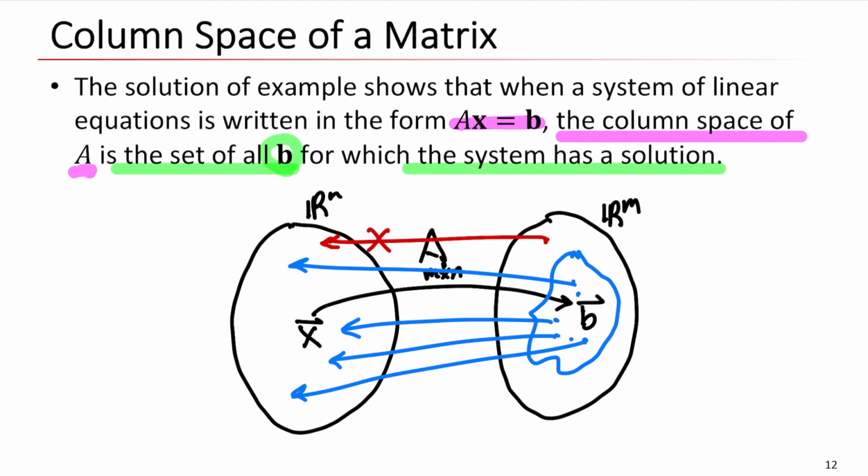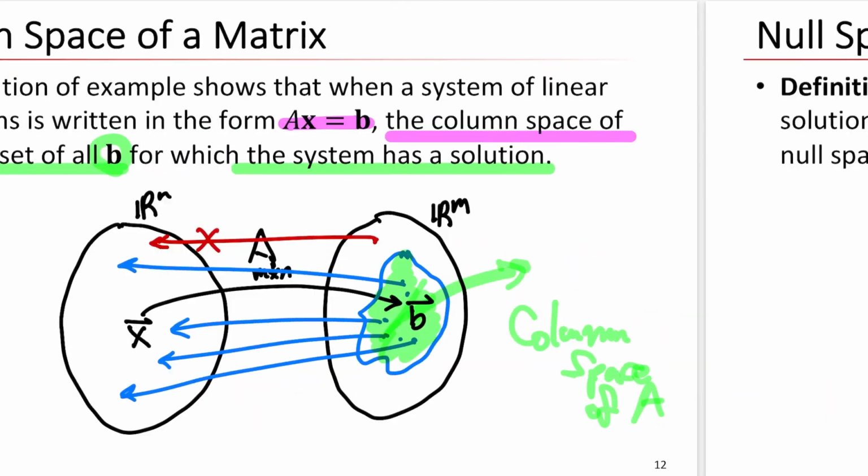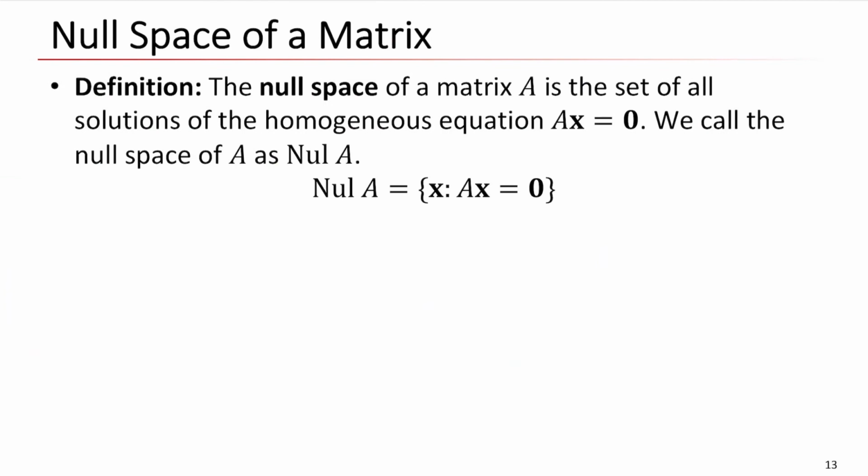Then in this case, this one is the column space of A. Okay, so the column space of A is the set of all b for which the system has a solution. Okay, so this is the column space. Then what is the null space?